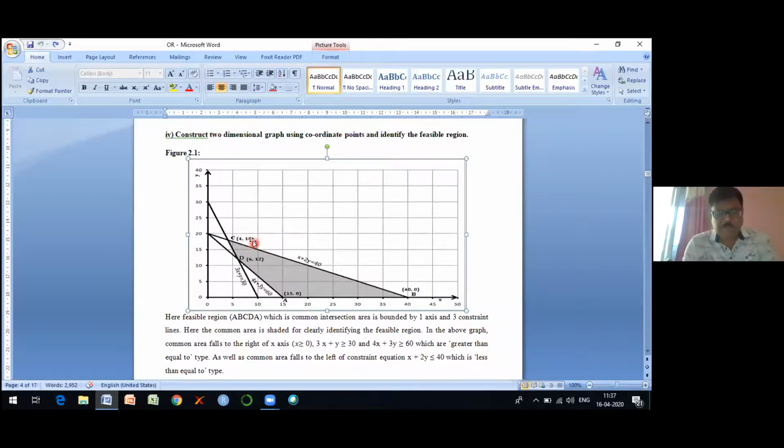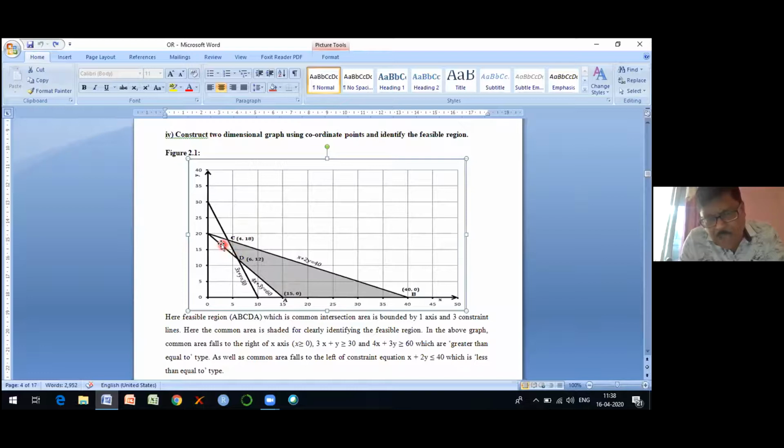So after finding the value of this intersection point, we will mark here 15, 0, because we know it is the 15, 0 point and this is the 40, 0 point, right? No need to find out this value. You can take this value 0, 0, but no need to take this point. Why? Because we have already got a shaded area surrounded by these intersection points.